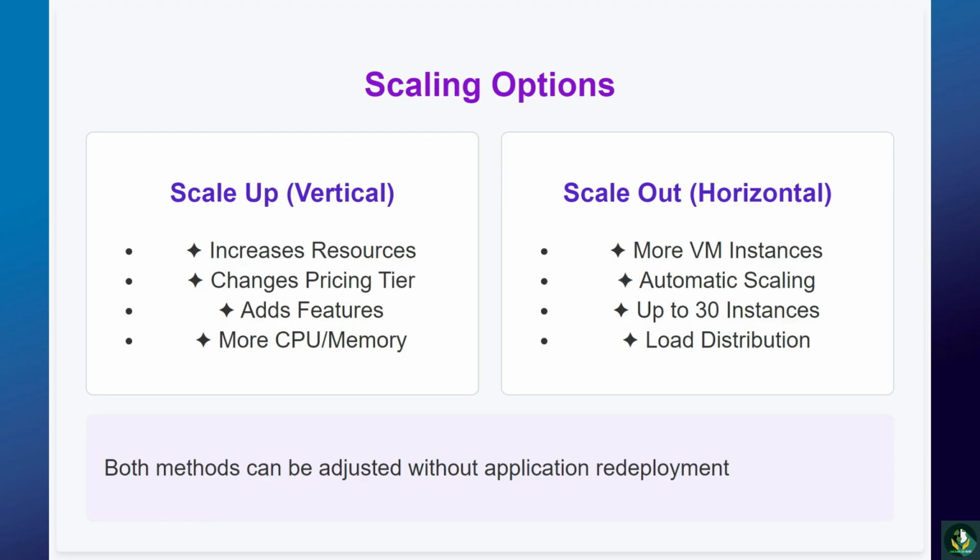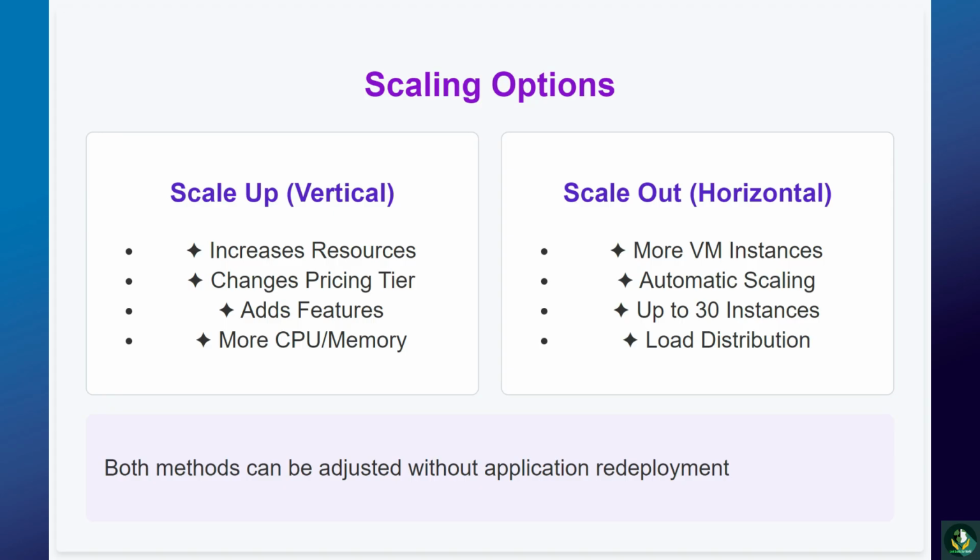Consider a practical scaling strategy. Start with a lower tier during development and testing phases, then scale up as you need additional features. For instance, begin with the free tier for initial development, move to shared when you need a custom domain, upgrade to basic for SSL support, and progress to standard when you require staging environments. This approach ensures you're only paying for the features you need when you need them.